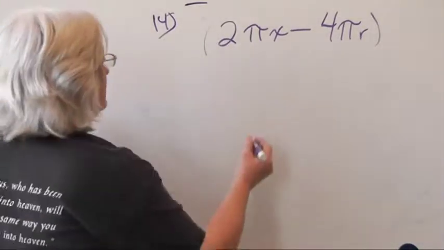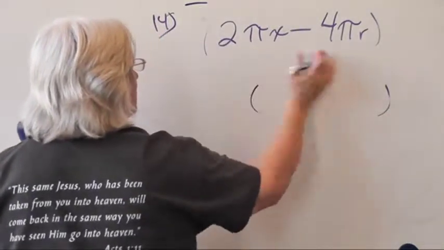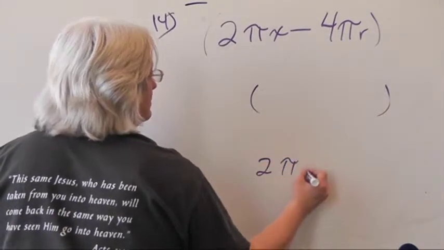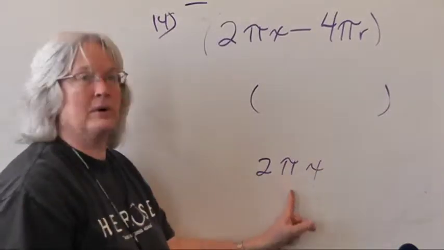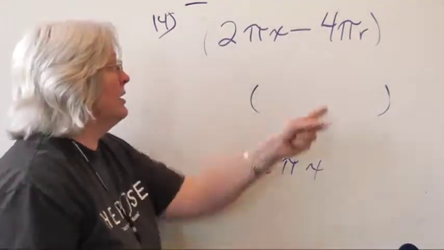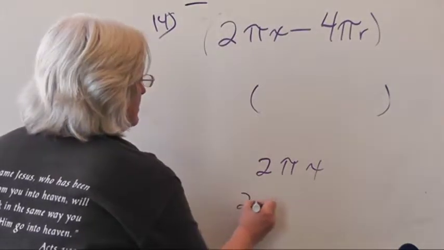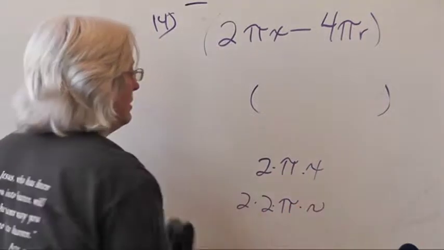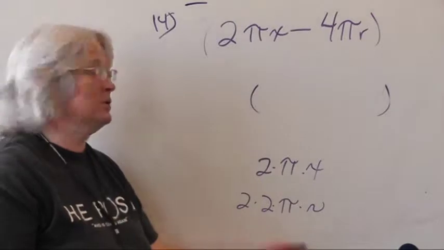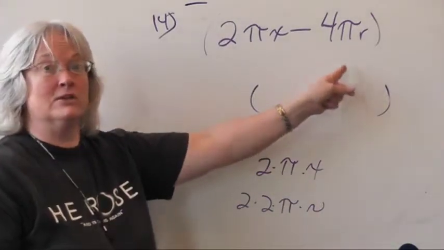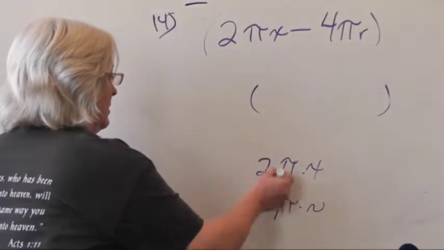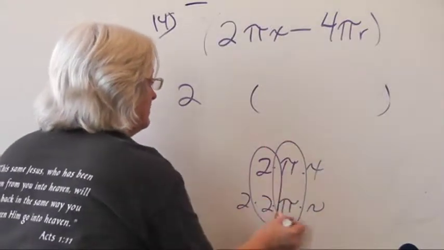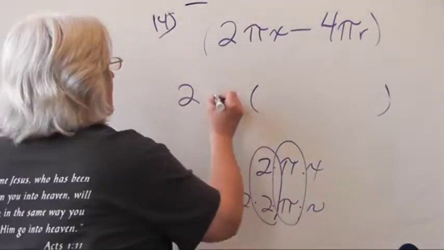Well, what do you do when you're factoring just a common monomial? Write each of these terms in their factored form. Well, it's really easy. 2 pi x, 2 times pi times x. Cannot break that down anymore. But 4 pi r, that's 2 times 2 times pi times r. Now we can look at these two, the factored forms of both of these terms. What factors do we have in common? Well, we have a factor of 2 in common, so that's part of the GCF. And we have a factor of pi in common, so that's another part of the GCF.